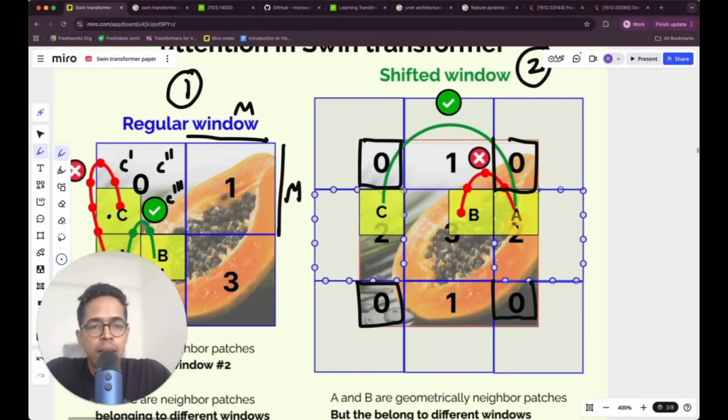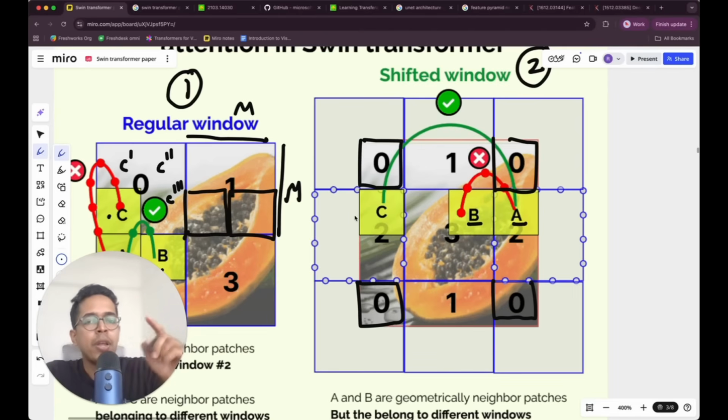Look at patch A and patch B. Geometrically, they are next to each other, and they were paying attention to each other in the regular window. Why? Because patch B was this guy, and this was patch A. They were neighbors, plus they were from the same window, window number 1, and they were paying attention to each other in the regular window. Now in shifted window, although A and B are neighboring patches, there is no attention between them. However, patch A and patch C in this example belong to the same window ID number 2, which means although they are geometrically far from each other, they are paying attention.